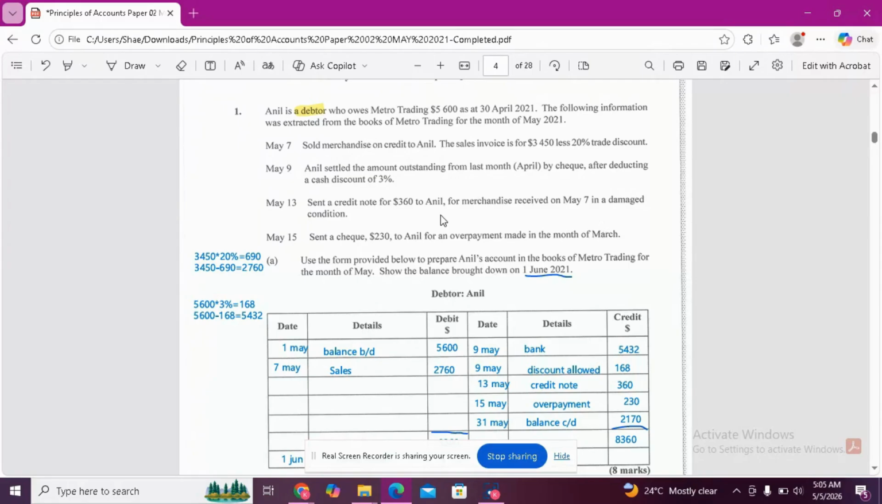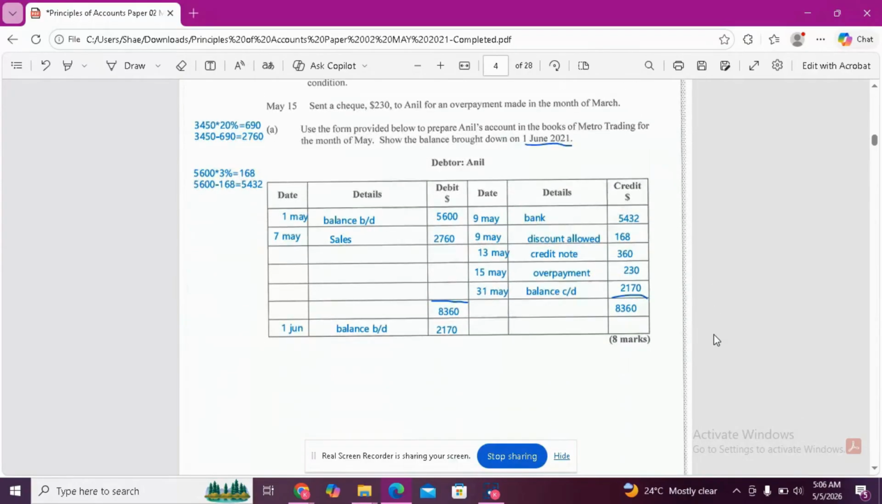Finally, on the 15th, we sent a check again to Anil for an overpayment made in the month. Again, this is going to reduce our account to reflect the fact that we put extra money in our account and we are now removing that money. So we put it on the credit side, which is indicated down here.